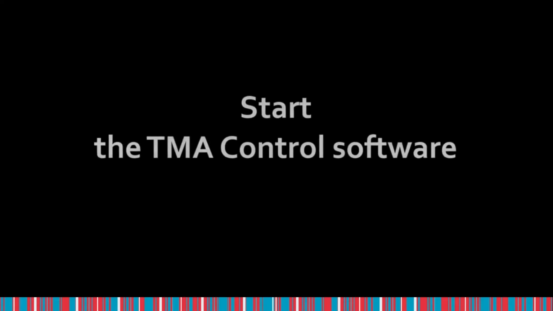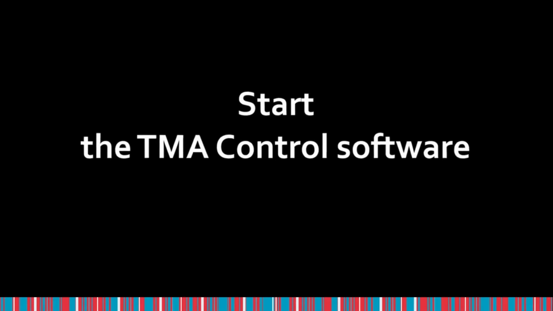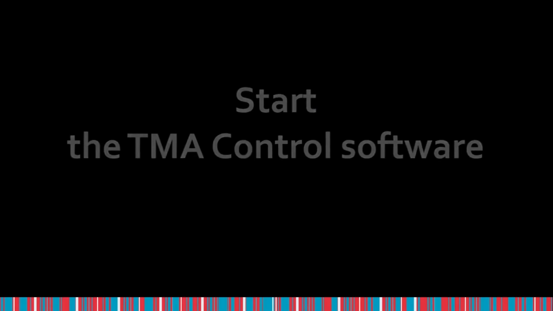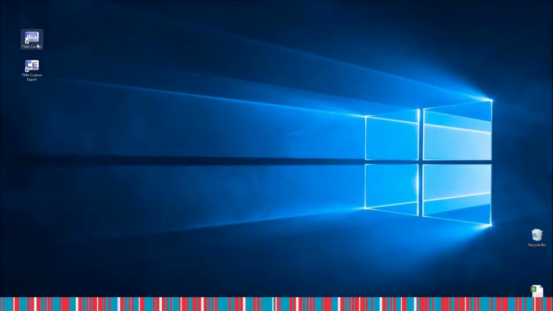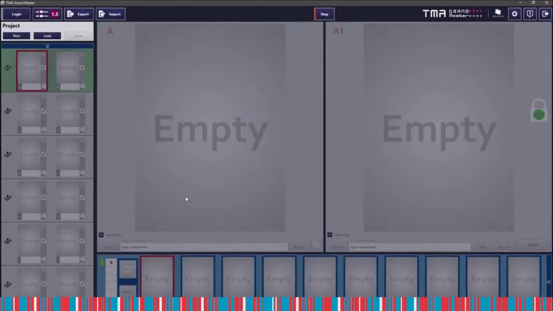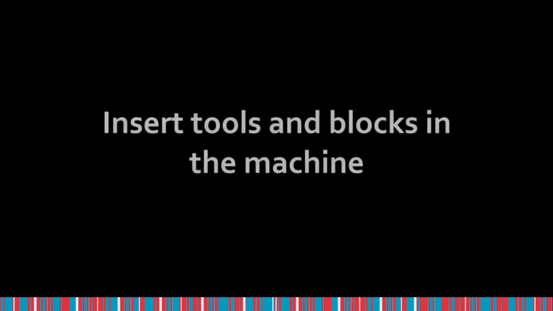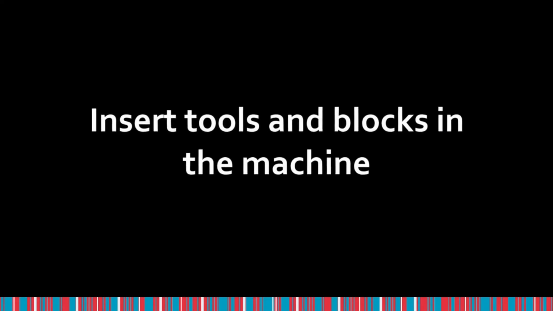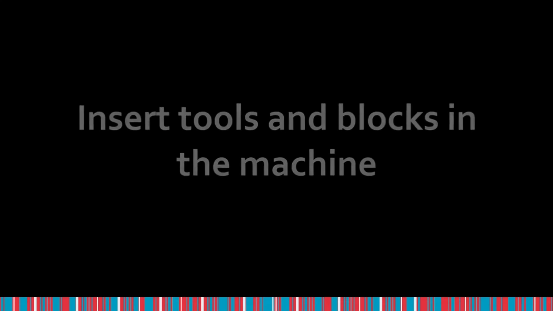First of all, power on your TMA Grand Master device and start the TMA control software. The TMA control software can be started by clicking on the TMA control icon, which can be found on your desktop. After clicking on this icon, a splash screen will appear immediately, and shortly after this, the TMA control software starts. Now it's time to insert some tools and blocks in the machine.